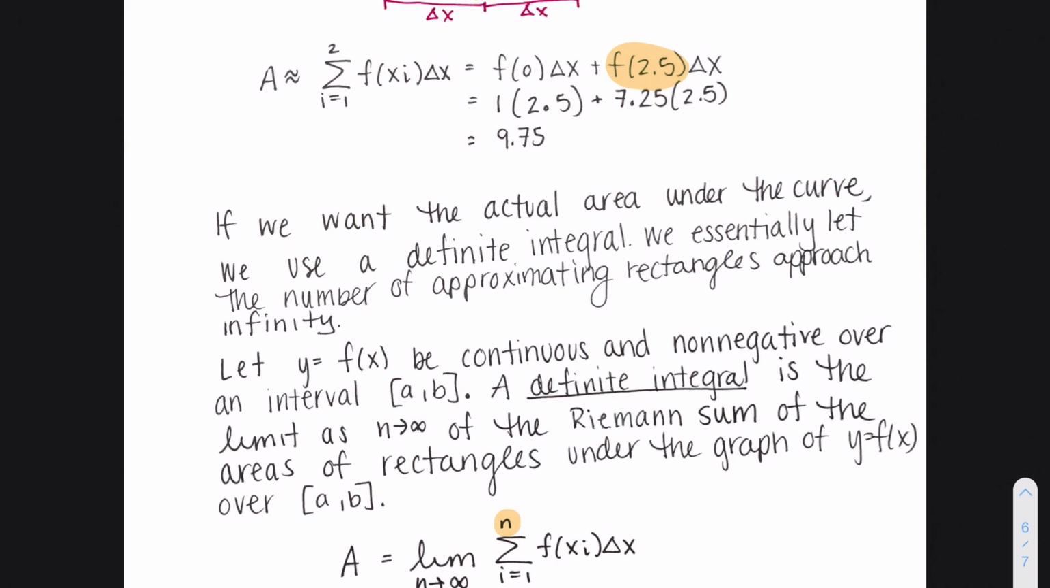We stopped at 2, we stopped at 4, but now we want to take as many as we possibly can to the point that there's going to be no error. So this is our definite integral. It goes from a to b of f of x dx. And we know how to integrate. We've dealt with that before. It's going to deal with the antiderivative, and we're going to see how to actually deal with these bounds in the next section.